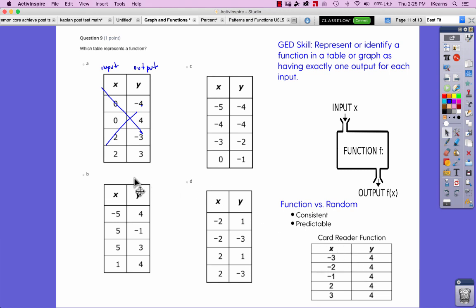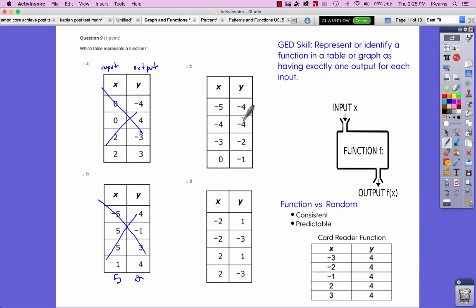So let's go down. This is B. Notice we have +5 twice, but it's outputting a -1 and a +3. Not a function. This is random. We don't know. Maybe you do a 5 again and a 2 pops out. We don't know. Let's look here. We have unique values: -5, -4, -3, 0. Again, these ones here are the same, but that's okay.